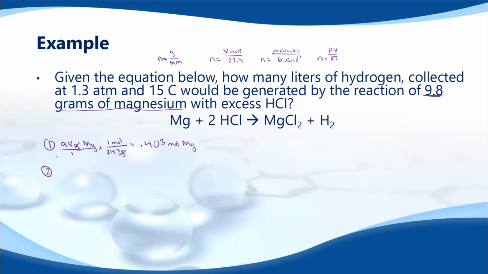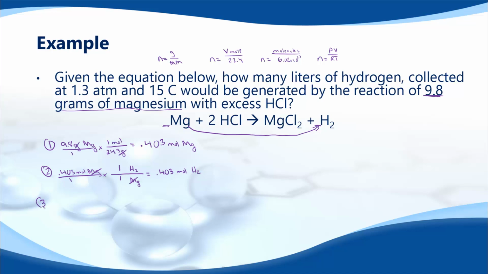Second step is mole ratio. Here we want to go from magnesium to hydrogen. So we're going to take the number we started with, 0.403 moles of Mg. Our mole ratio, I want hydrogen, so that goes in the numerator. I'm coming from magnesium. The ratio in this case is 1 over 1, right, because our coefficients here are 1 and 1. They're not written, so we just assume them. So we have 0.403 moles of H2.